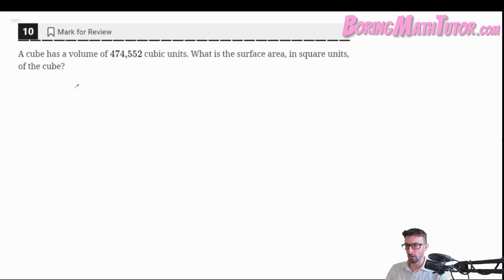It says a cube has a volume of that. Now what you should know is that a cube has a volume of whatever its side length is, cubed. That's actually why we call it cubed, by the way. So that is what the volume is, which means that's equal to s cubed. Then it says, what is the surface area of the cube? Well, the formula for the surface area of a cube is going to be 6s squared.